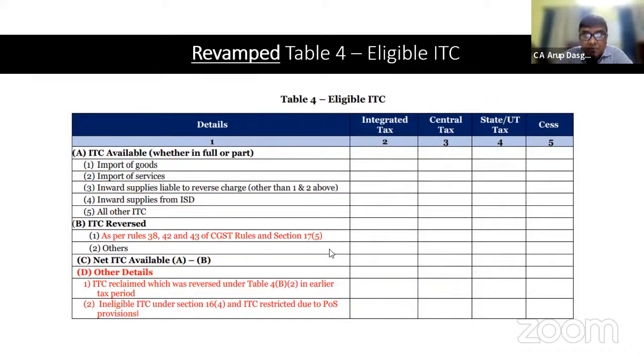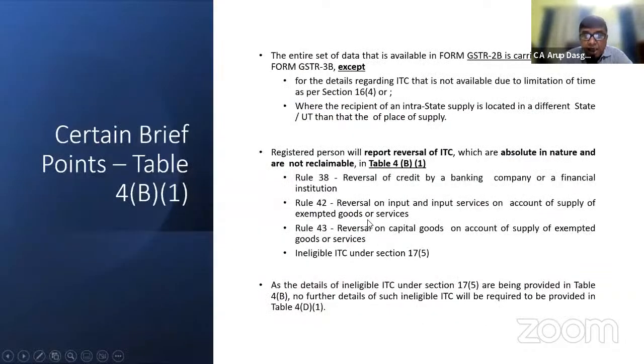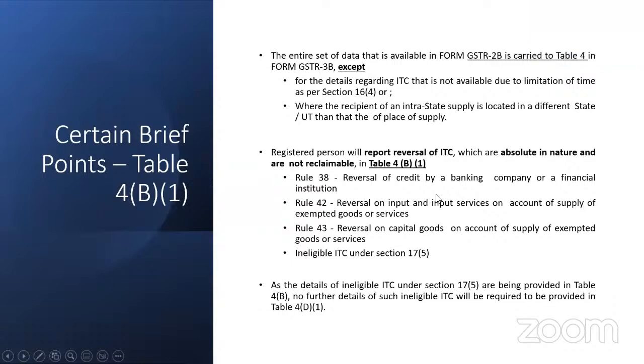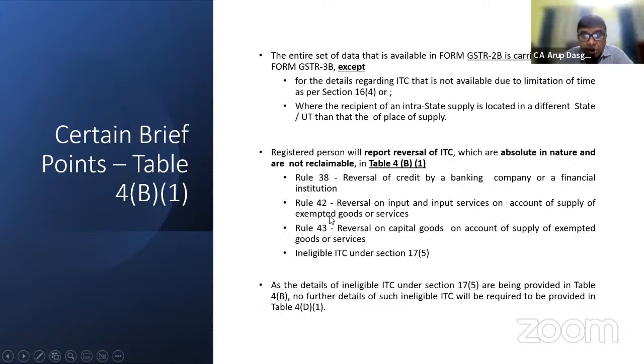जो भी परमानेंट रिवर्सल है, व्हाट इज परमानेंट रिवर्सल, हम लोगों ने कल डिस्कस किया था। जैसे 4B1 रिवर्सल क्रेडिट बाय बैंकिंग कंपनी और a financial institution, rule 42 reversal of input. So a company which is using both taxable supply and is also selling exempted supply, in their case if any credit has to be reversed, that is also reversed through rule 42.